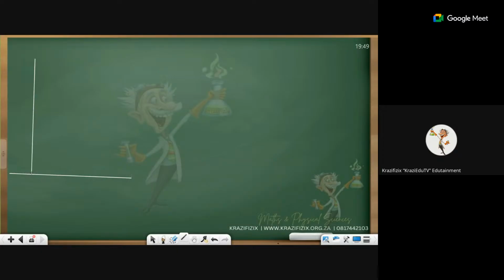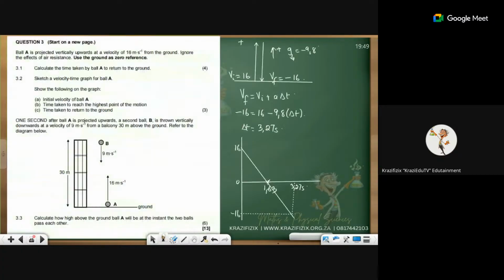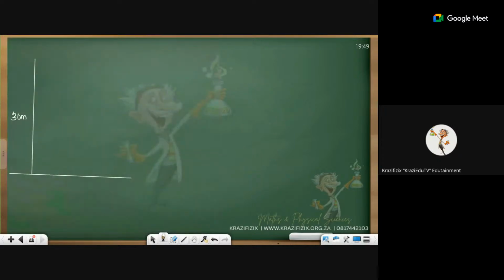Okay, look at this. It's 30 meters, right? Which one was going up? A was going up at 16 meters per second. All right. And B moving down at 9. So they actually cross each other at a particular point. I don't know what that point is.